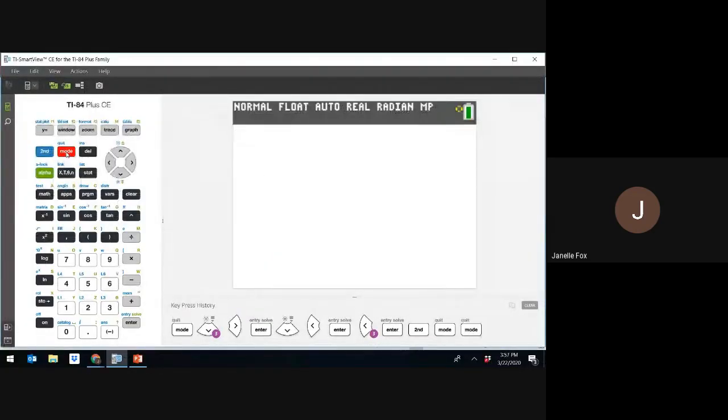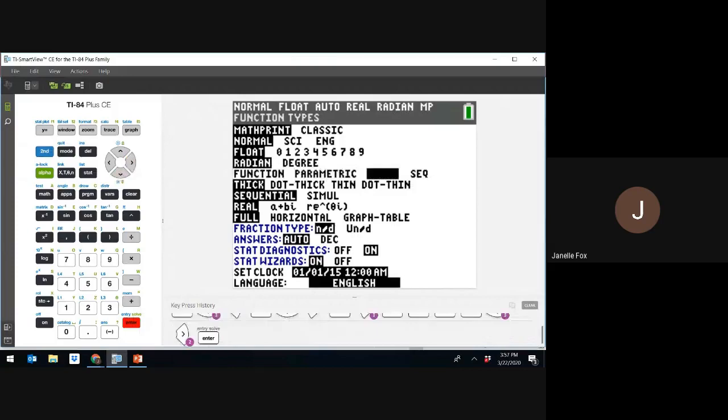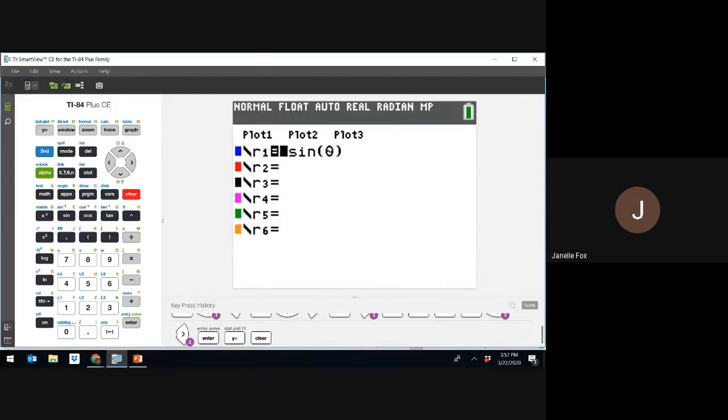Okay, so I'm going to go to the mode button, and I still want it to be in radians, but I want to come down to here, and I want to go over, and I want to change it into polar. So we're going to do radian and polar, and then now when we go to y equals, it's going to be in polar. Okay, so I'm going to go ahead and graph this curve.